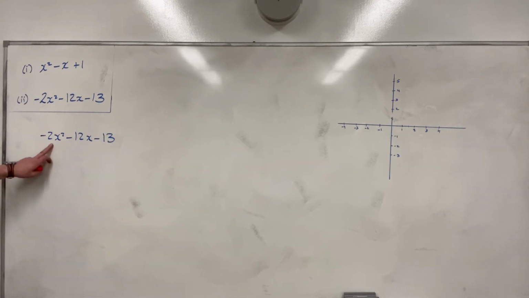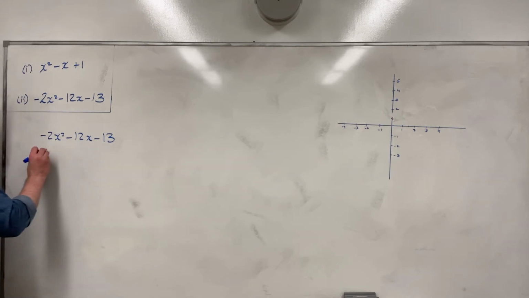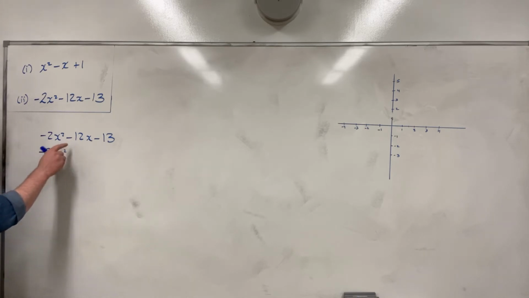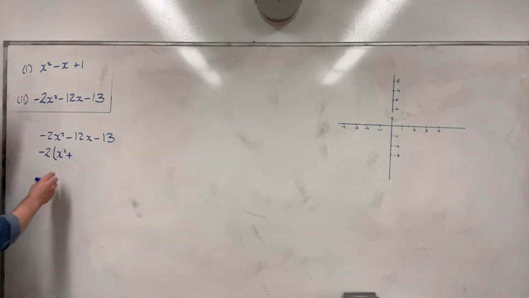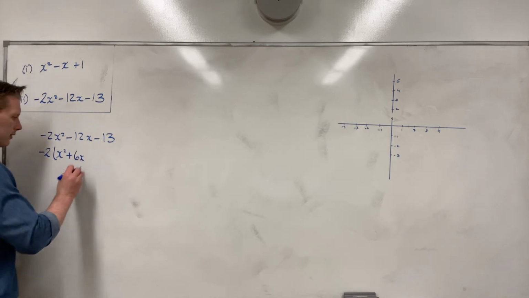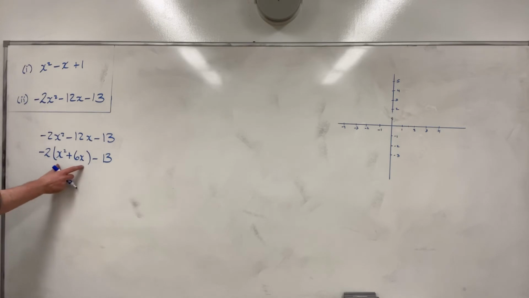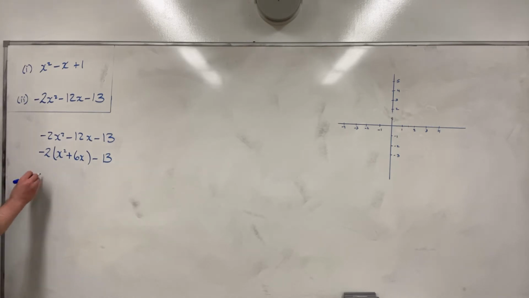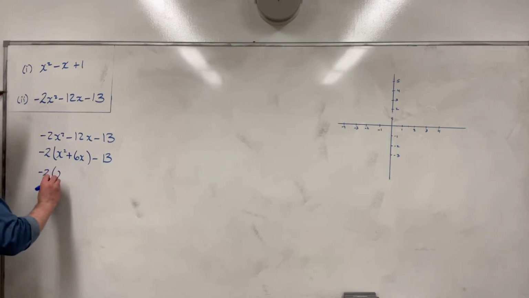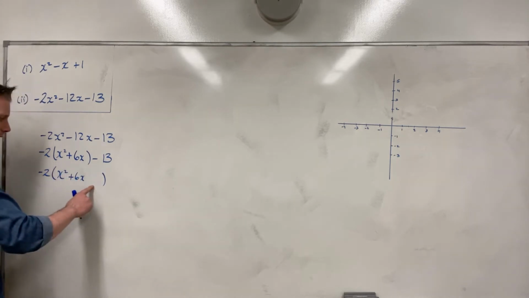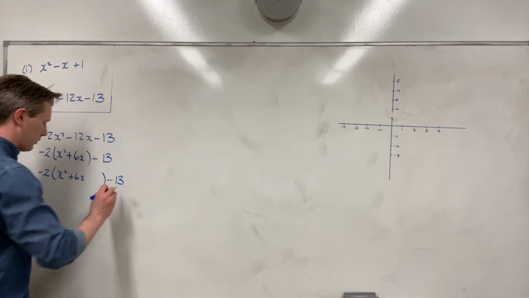All right. I'm going to start off by factoring out this negative 2 out of these first 2 terms. So that gives me negative 2 on x squared. Factor out a minus out of here, I'm left with a plus. Factor out a 2 out of 12, I'm left with 6x, minus 13. All right, now I'm going to complete the square inside the parentheses. That is minus 2 on x squared plus 6x. We'll leave a space here to complete the square. And I have minus 13.